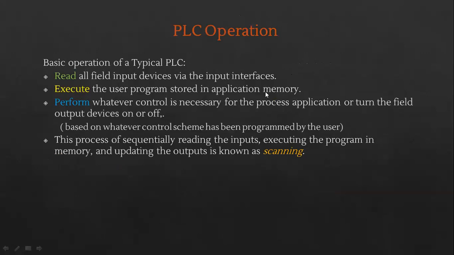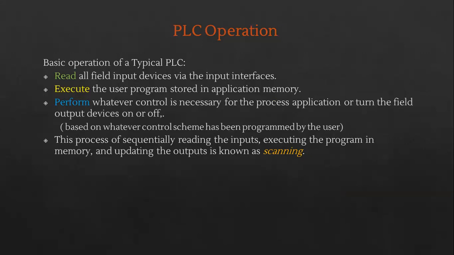PLC operation. The basic operation of a typical PLC is that it reads all the field input devices. What is the status of each? If it is a digital device, then it may be on or off, that's all. That's the status that we are reading. Or if it is an analog device, it could be a value, for example a pressure gauge. What is the exact pressure right now? That is what we are scanning. That is what we mean by reading it.